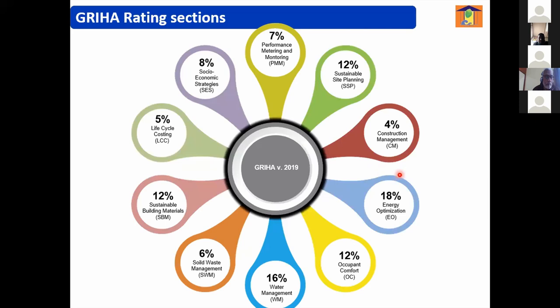So if you see, whatever you do in a building, it's planning, its construction, energy optimization, comfort, water management, solid waste management, materials, life cycle costing, social economics, performance rating, life cycle of the building, and everything which you do is covered in it.